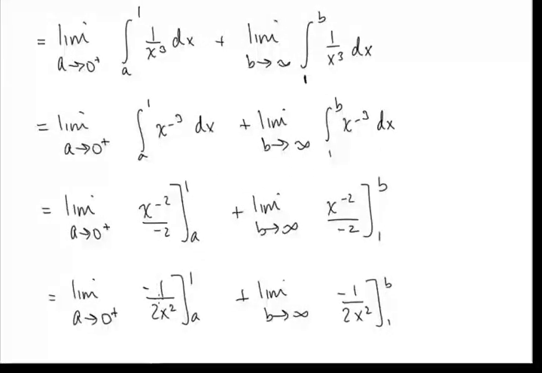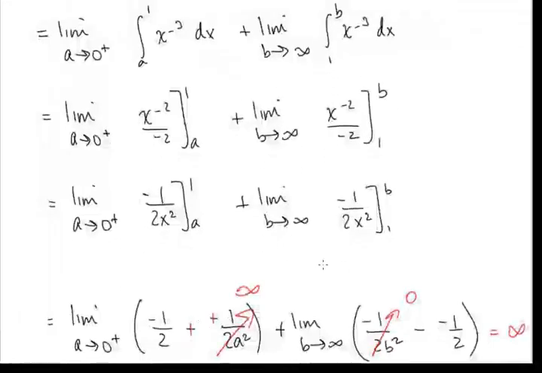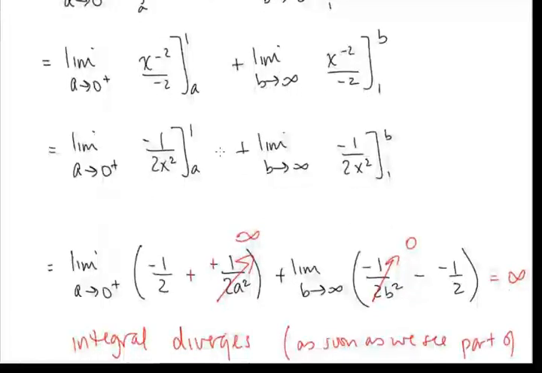So they simplify to negative 1 over 2x squared. But now we've got this first one, limit as a goes to 0 from the right. We've got the integral from 1 to a, so we've got to plug in 1, plug in a, and subtract. Here we've got to plug in b, plug in 1, and subtract. So now let's just take a look at what's written in black here.